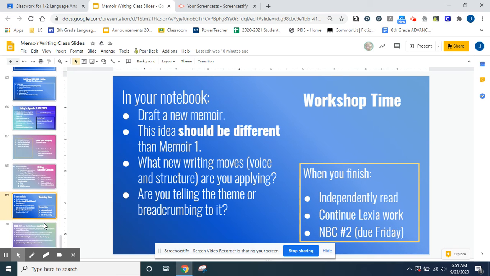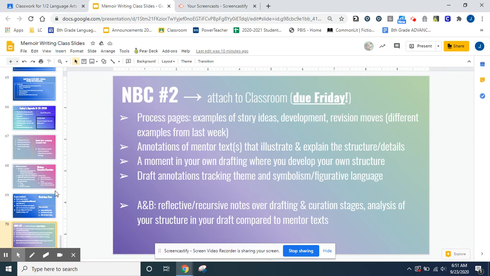We'll talk about this when I'm back, but basically, notebook check number 2, this is what it looks like. It's going to be the same thing: how are you taking a small idea and growing it? Notebook check 2 will look a little bit different. I'll talk about this more tomorrow, but it's the annotations that you did yesterday that we'll be looking at, and then how you are drafting with structure in mind. So that's today. You're being really mindful of your own structure, and thinking about theme and symbolism.